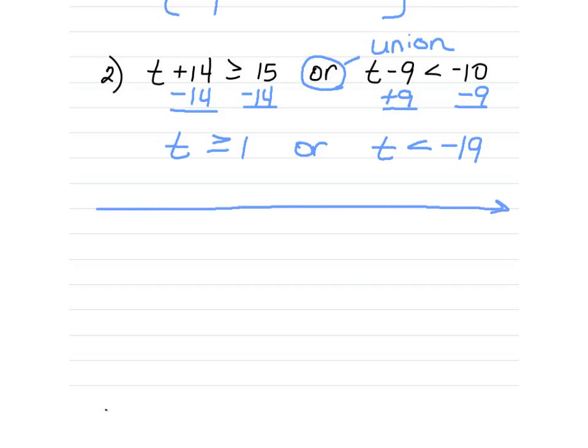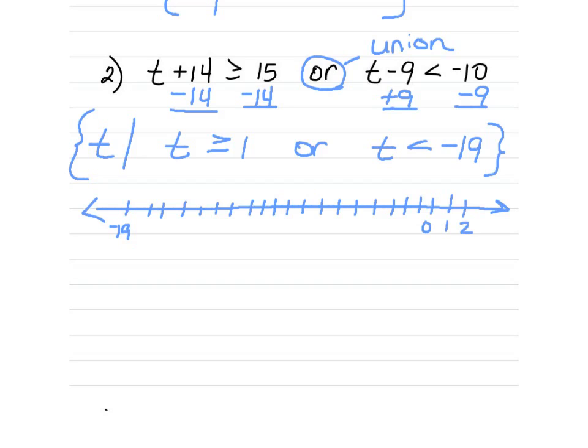All right, with my or, this would be my solution. And of course, I would have to write it in set notation. So I'd just say all values for t where, and I'd put that in brackets. Okay, so that is my solution right there. So let's lay down the numbers that I need. I need positive 1 there, 0 is there. And here's negative 19.